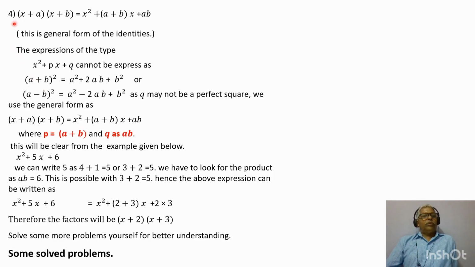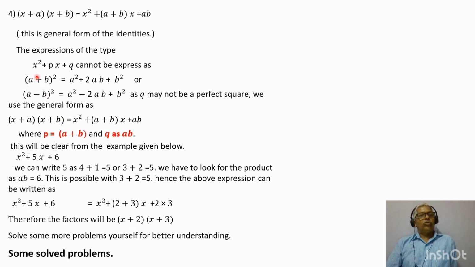Fifth one, a little different aspect of finding factors. Just see, (x plus a) into (x plus b) is equal to x square plus (a plus b)x plus ab. This is the general form of the identity. I have discussed in some other video how this is the general form. Presently that is not important, we have to use it as it is, because using this we are trying to find the factors. So just see this general explanation and then we will solve a problem and you will understand it properly.